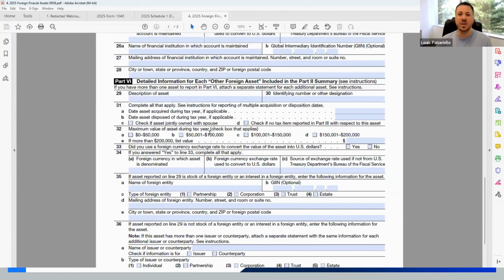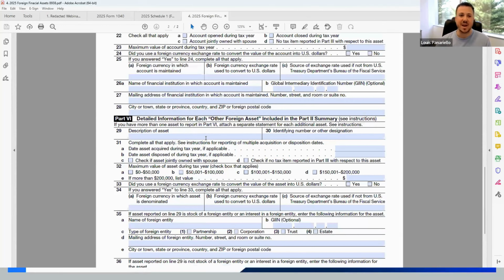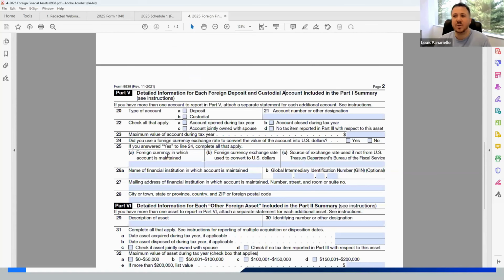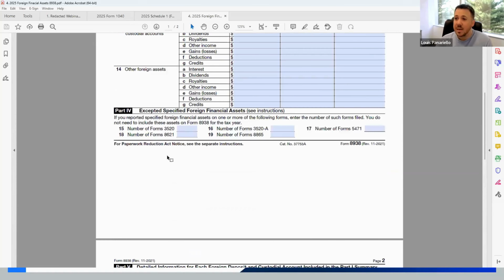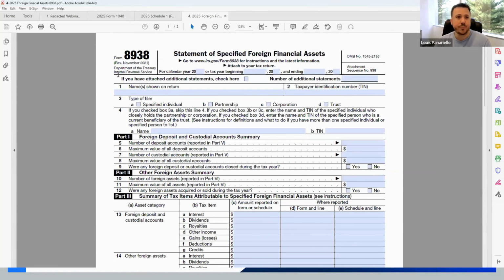So this is just a good starting point to get an idea of what foreign assets are out there. You have to report the country that the asset exists in. You have to report the value of that asset. So there's a lot of good information to be ascertained out of Form 8938.